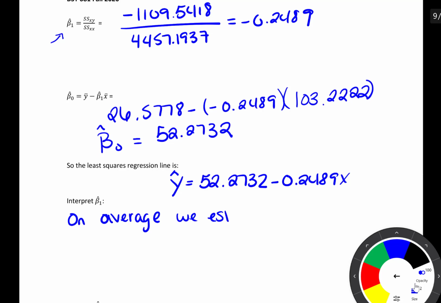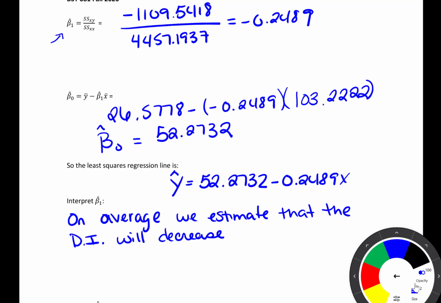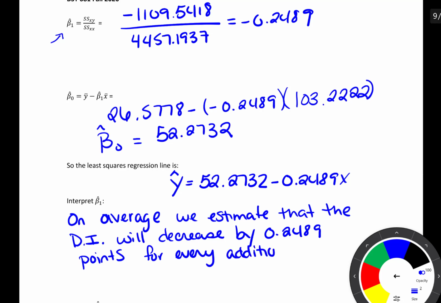We estimate that the delinquency index will, and here we're going to have decrease, and the reason I'm going to have decrease is because my slope was negative, by 0.2489 points for every additional IQ point. Okay. So that's my interpretation of my slope.